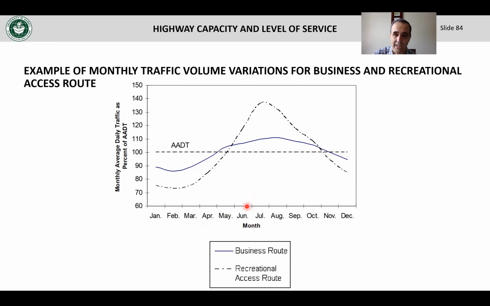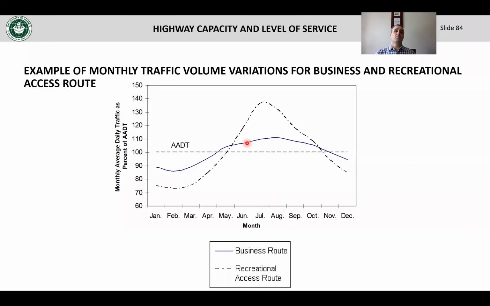Now, in the month of July, on average, the traffic per day is much higher, and that's why you see it's about 40% higher than the ADT. And in the month of February, for this line, it's close to 70% for recreational highways. For business routes, it's a lot more uniform. But still, you have variation from winter to summer.